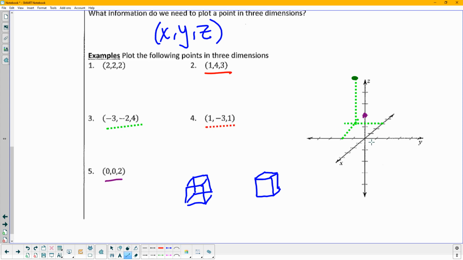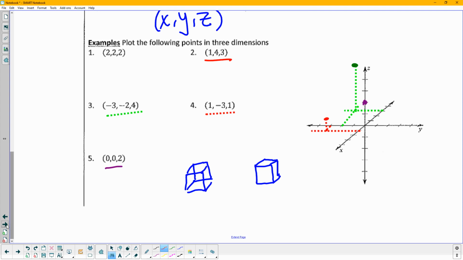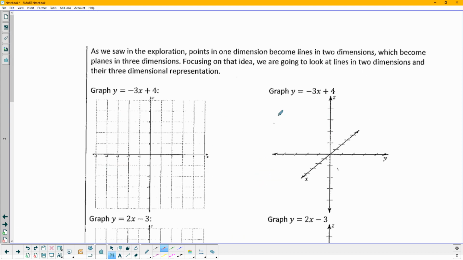So the point 1, -3, +1. So 1 on the x. I'm planning ahead, knowing that I want to get to -3 on the y, and that is right here. And then up 1. Again, it's not going to be all the way to that 1. It's going to be a little bit below it because it's in front of that z-axis. So there's a lot of perspective that we're working with here, and you're forced to when you start looking at 3 dimensions on a 2-dimensional plane.